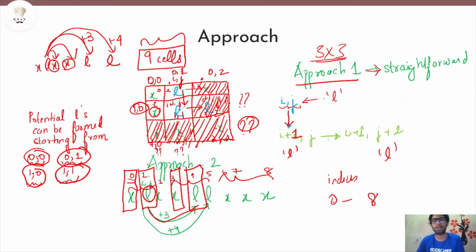Approach 1 was more of a straightforward general purpose approach that would work for any n into n cells, because you just had to process cell by cell in row major order, and you're checking the ij. If it's L, you're checking I plus 1 comma j, and you're checking I plus 1, j plus 1. So you're checking the proper way throughout the matrix, and this was approach 1.